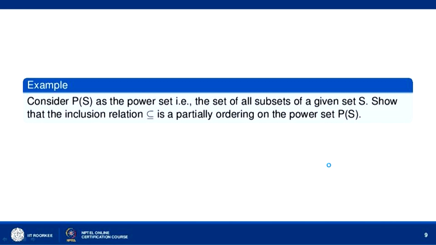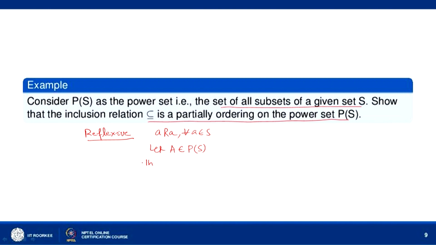Now, consider P(S) as the power set. Let us consider the power set of S, that is the set of all subsets of a given set S, so that the inclusion relation is a partial ordering on the power set of S. So, first thing that we have to see is reflexive. Reflexive means A is related to A for all A belonging to S. This is the first thing we have to see. So, let us take a set in P(S), let A belong to P(S), the power set of S.